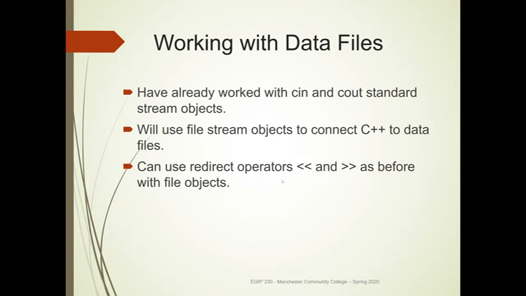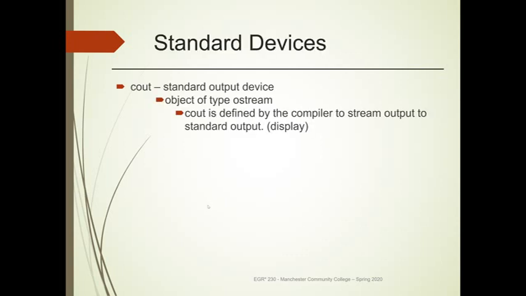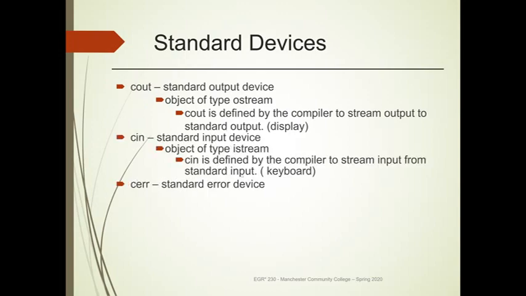A few things we need to do. Before that, we had cin and cout. With cin, we got information from the keyboard. With cout, we wrote data out to the display. And there's one other one, cerr. We didn't really use cerr, but cerr is another way if you wanted to write out an error message. We typically just use cout, which is fine. So this just describes the standard devices: cout, cin, which we've done, and cerr.